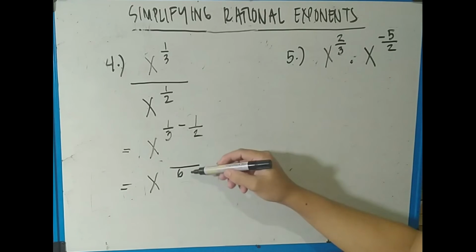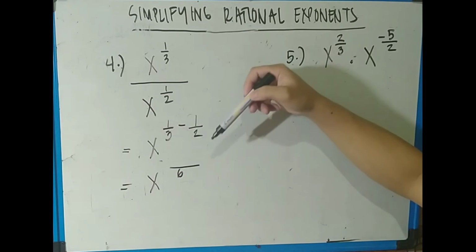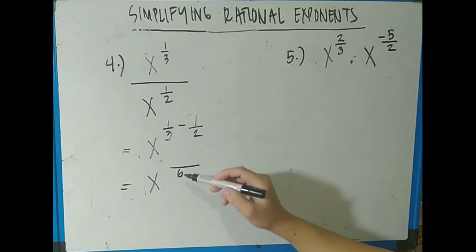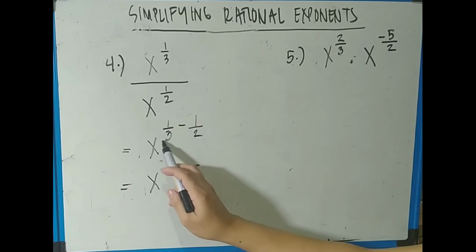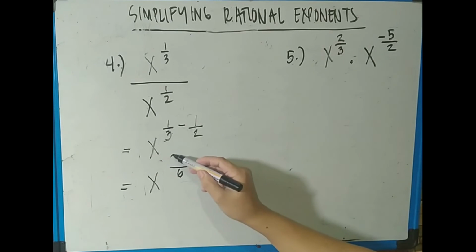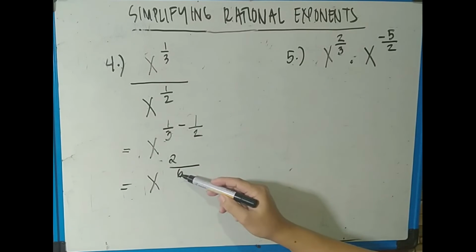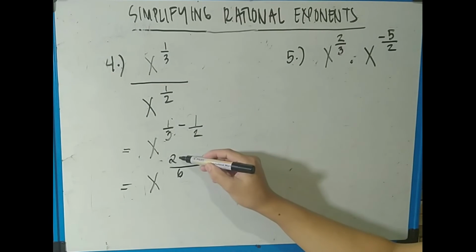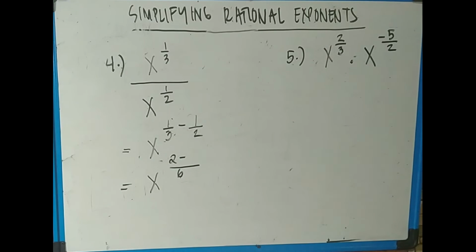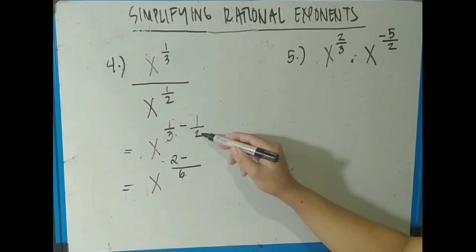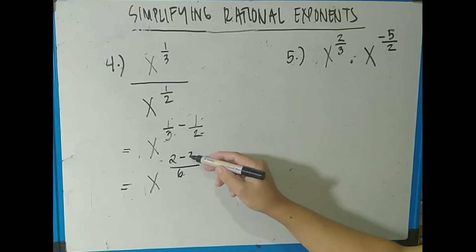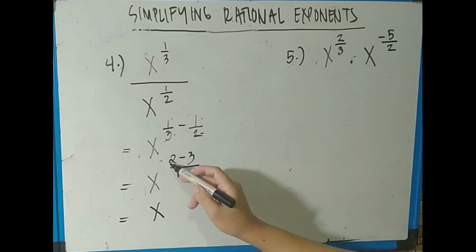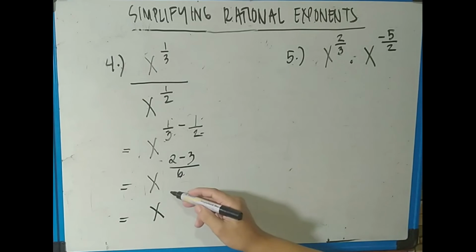Okay? Now, for the solution, we have 6 divided by 3 is 2, then times 1. Okay, so 6 divided by 3 is 2 times 1. Then since the operation is minus or subtraction, subtract lang natin yan. Then 6 divided by 2 is 3 times 1 will give us 3. Okay, so then we have x raised to 2 minus 3 will give us negative 1.